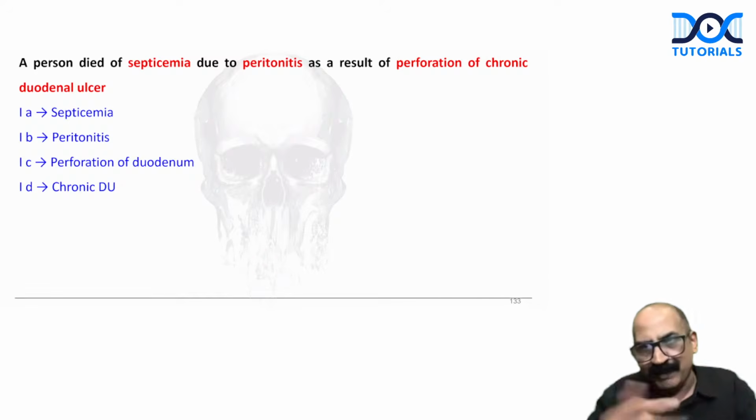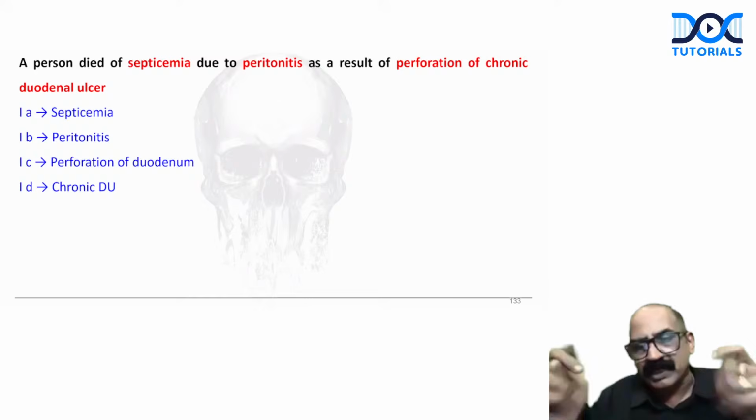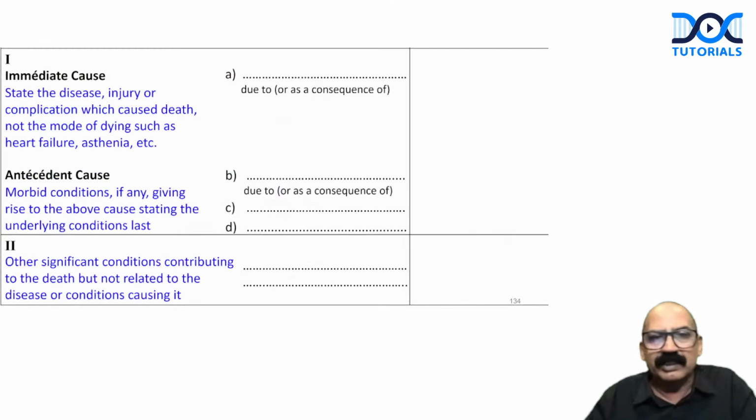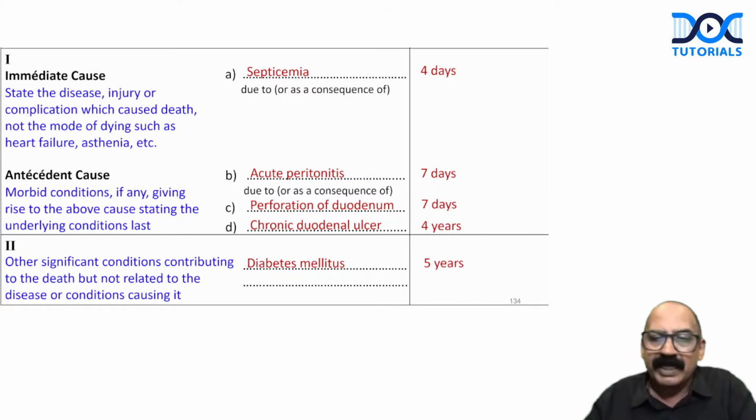At the same time, if the person was also suffering from, say, hypertension or diabetes, he can mention them under Roman 2. So now here you see, immediate cause septicemia 4 days, acute peritonitis 7 days, perforation duodenum 7 days, chronic duodenal ulcer 4 years. He also suffered from diabetes mellitus since 5 years, hypertension since 10 years.